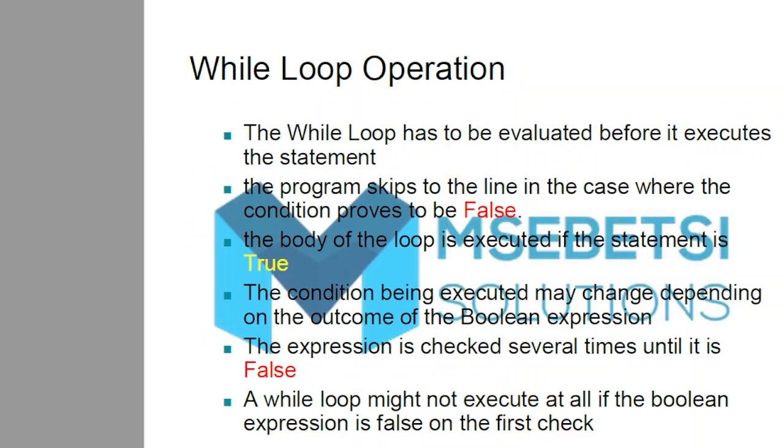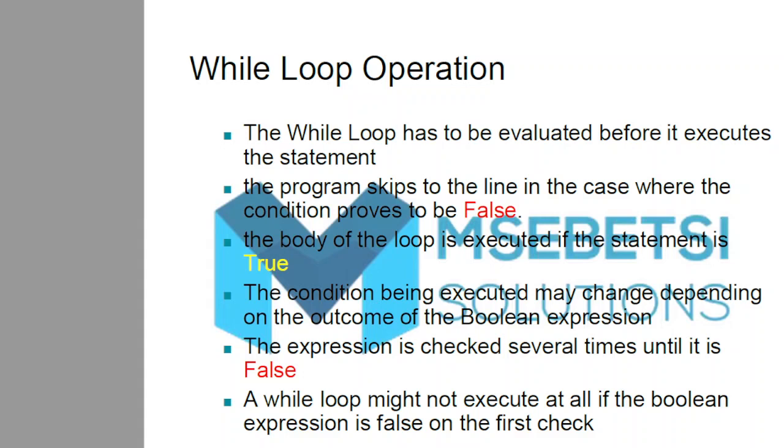And then just to elaborate more, the while loop has to be evaluated before it executes the statement. So the condition has to be examined by the compiler, which is a computer, and then the program skips to the line in the case where the condition proves to be false. I mentioned this before. The body of the loop is executed if the statement is true. The condition being executed may change depending on the outcome of the Boolean expression. The expression is checked several times until it is false.